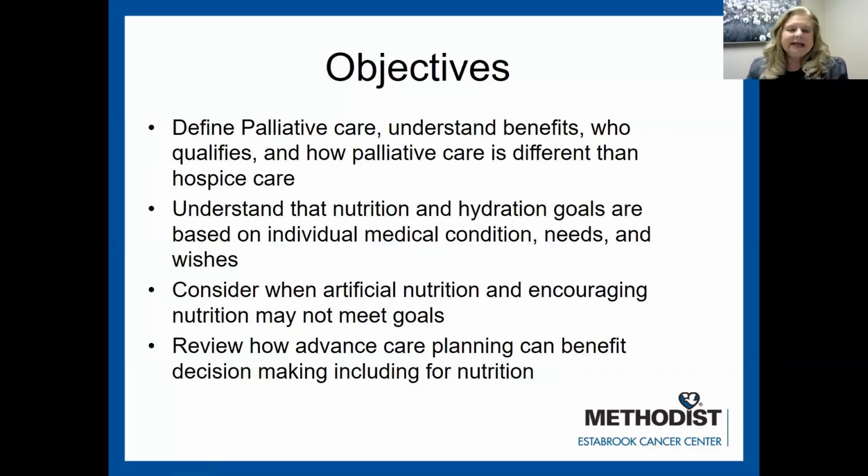So the objectives for today: we're going to talk about palliative care, which patients are appropriate and why we recommend palliative care, and how it is different from hospice care, because often the two get mixed up, along with what people think we do. We're going to look at nutrition and hydration based on the patient, their needs, their goals, and relation to palliative care discussions. And then we'll talk about artificial nutrition, medication supplements that may help with appetite stimulation, and how advanced care planning fits into this.